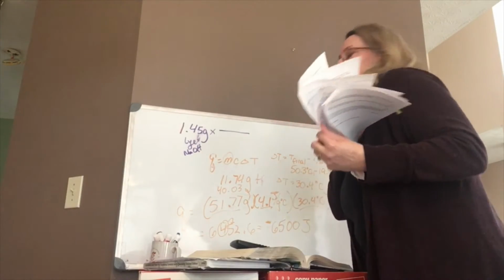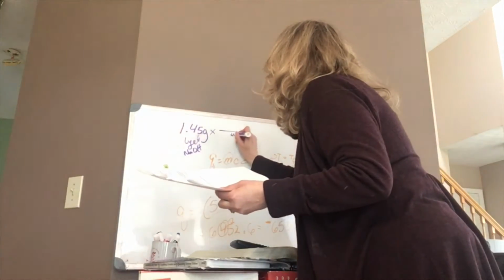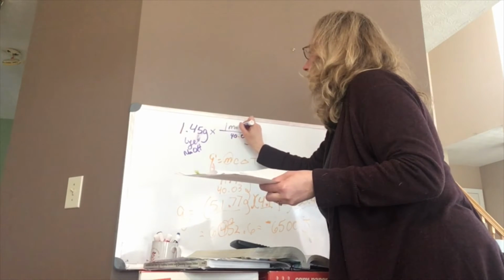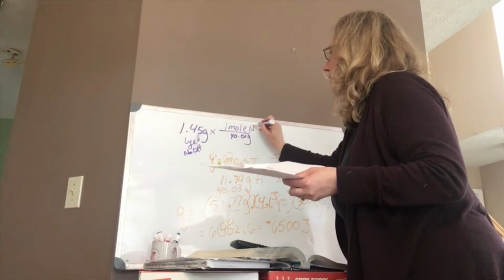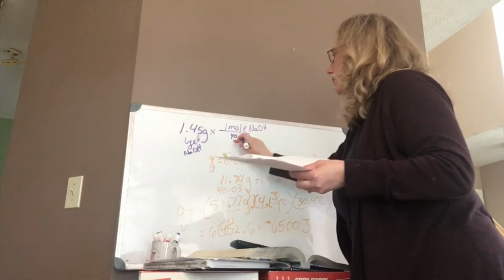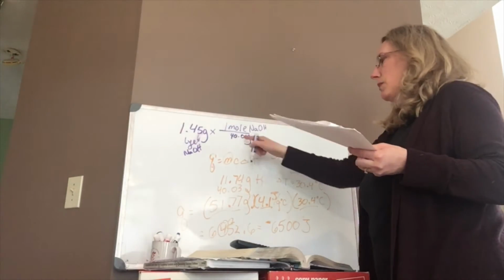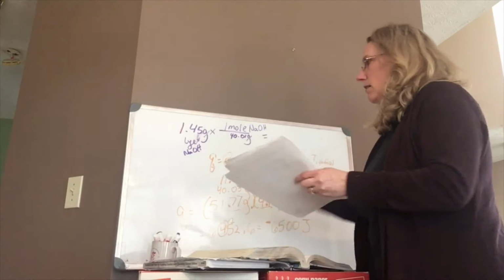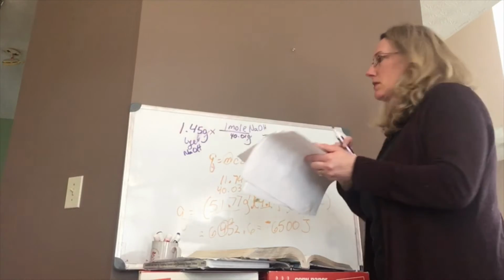And that is 40.0 grams in 1 mole of sodium hydroxide. There's that many grams in it, right? That's from the periodic table. So now I have how many moles I have. Remember, your number's going to be slightly different.